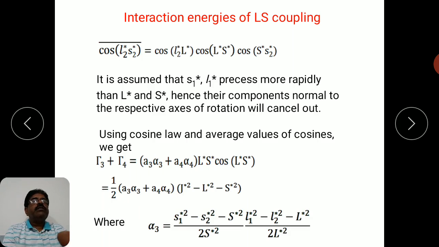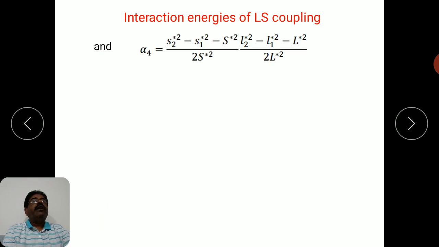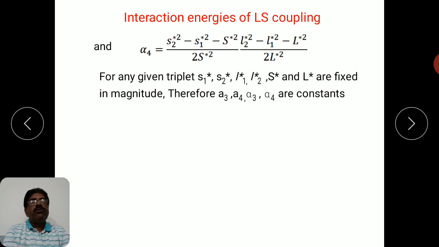Now if you consider this, where A3, this constant, is S star square, S1 star square minus S2 star square minus S star square, divided by 2 S star square, into L star square minus L2 star square minus L star square upon 2L star square. This is the relation that we have substituted here for A3. Similarly, we have also substituted for A4, and the value is S2 star square minus S1 star square minus S star square divided by 2S star square, into L2 star square minus L1 star square minus L star square divided by 2L star square. So these are the values of alpha 3 and alpha 4 for any given triplet.